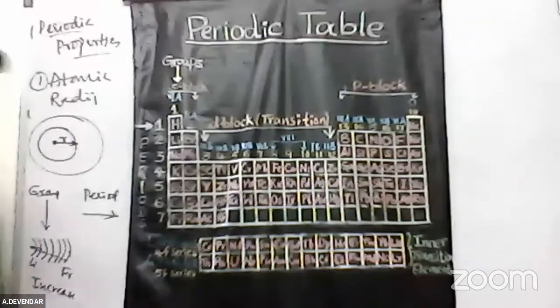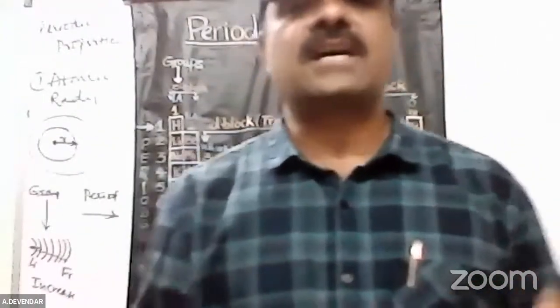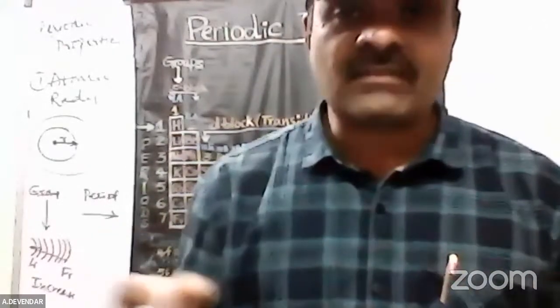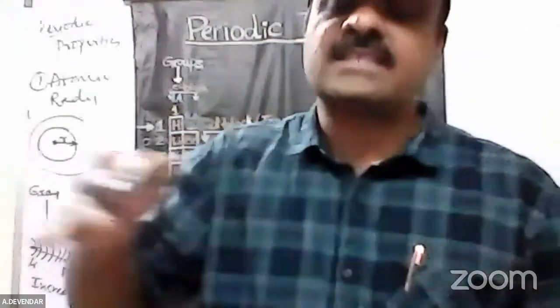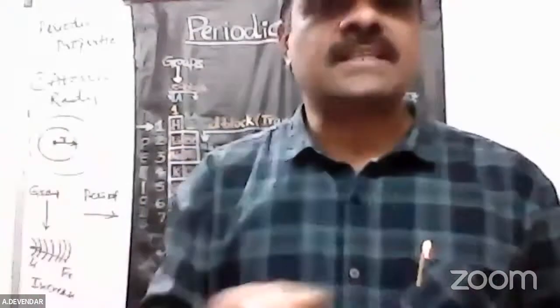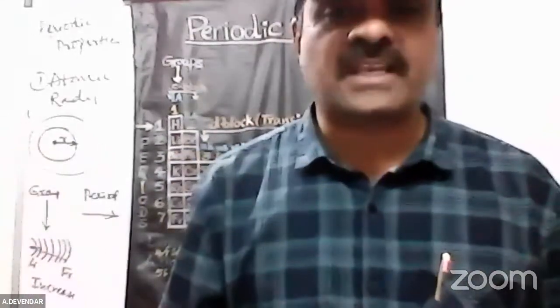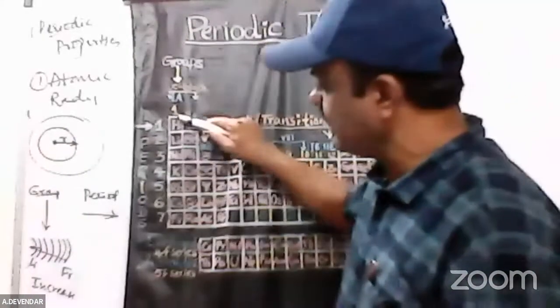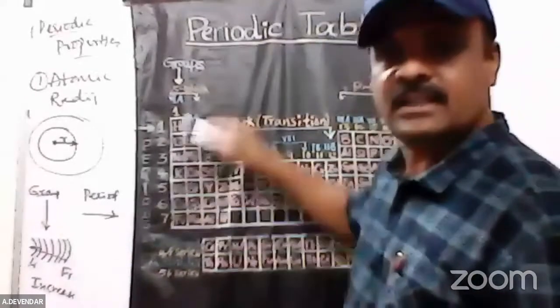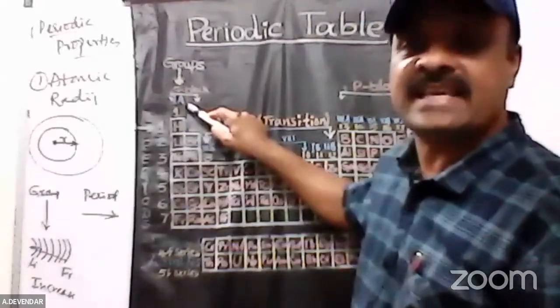Are you following this or not? Atomic radius means in the groups the number of shells increases. Due to the increasing number of shells, the distance from the nucleus automatically increases. So from top to bottom in the groups, atomic radii increases.